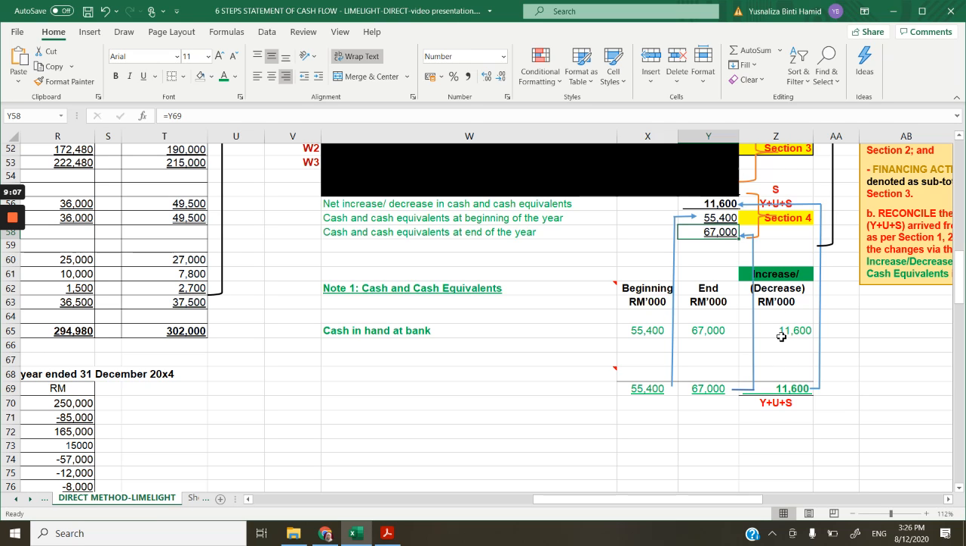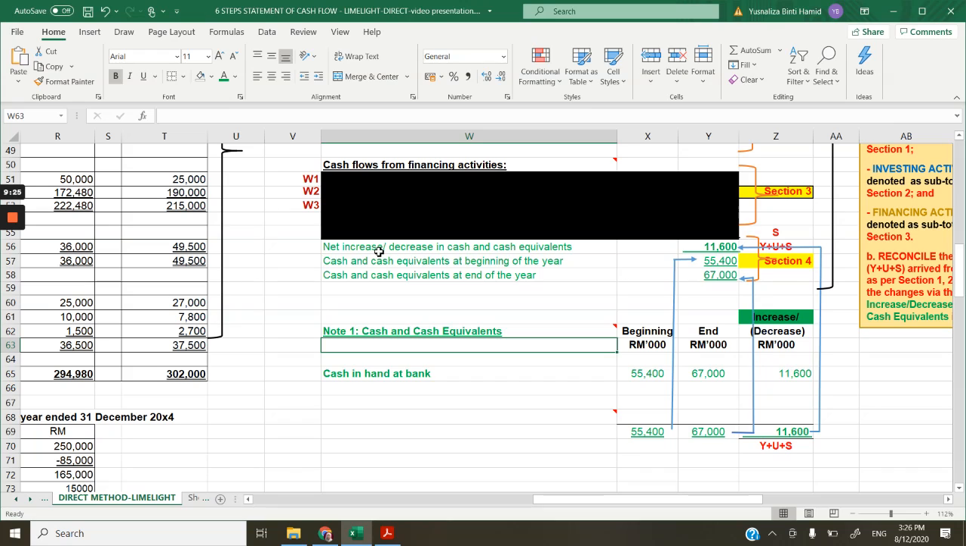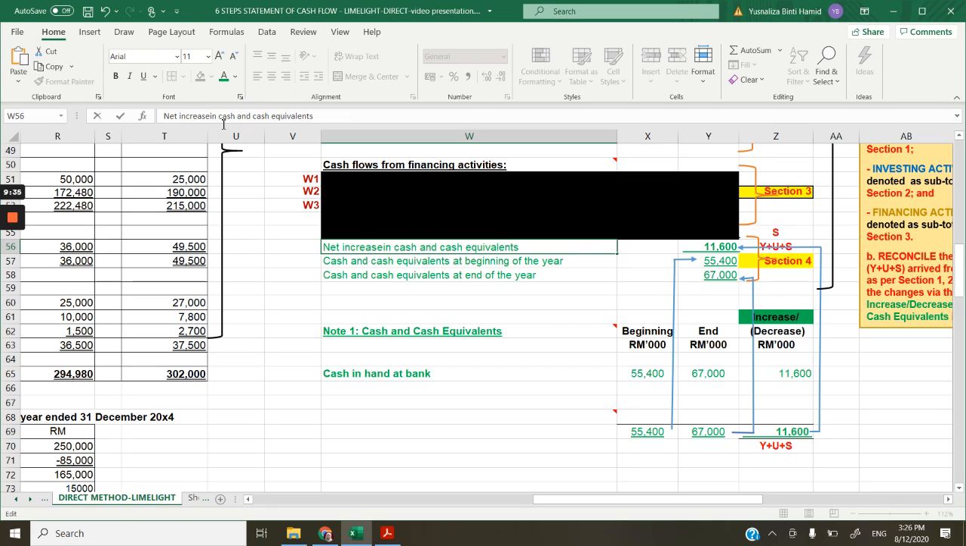And what is more important is that the case here that you have a net increase, so 11,600, because the beginning balance is less than the total ending balance. So therefore the difference of 11,600 here, that difference will be put as net increase in cash and cash equivalent. So you have to adjust this, and maybe you can leave this blank, not to put it like that. You put it later, that's also fine. So net increase in cash and cash equivalent.